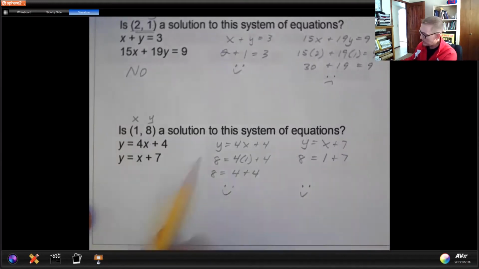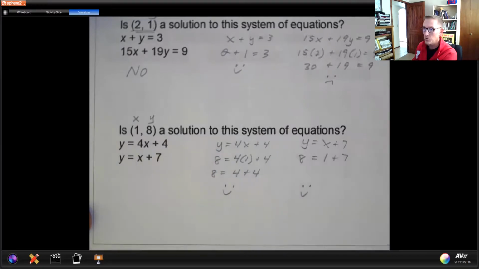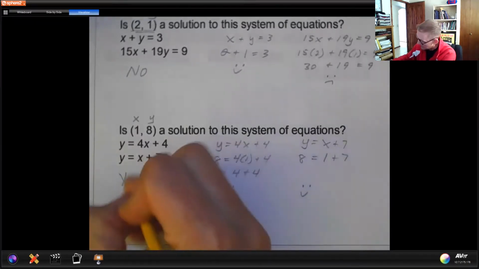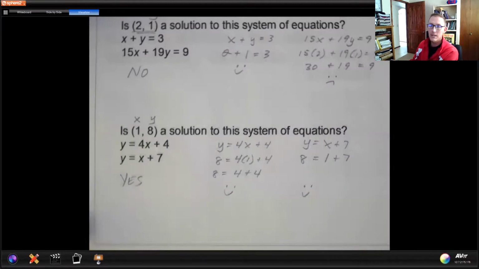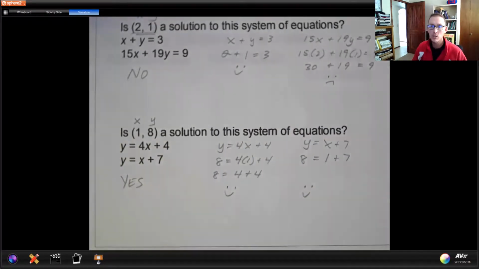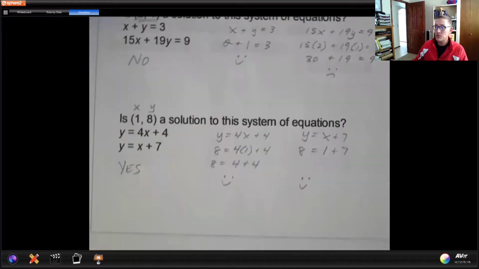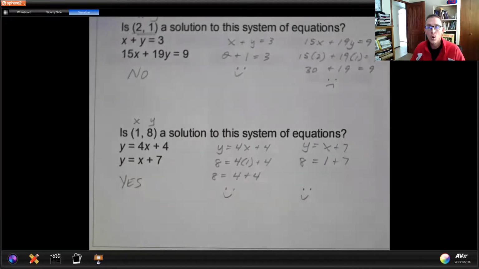So to answer the question, is 1, 8 a solution to the system? You would now answer yes, because when I plugged it in, it worked in both equations. That means it lands on both lines. And there's only one dot that could land on both lines, and that's the dot where the lines cross each other. So the second IXL section is going to ask you to say yes or no, these are solutions. And you're simply just going to plug the ordered pair into the equation to test whether or not it works.